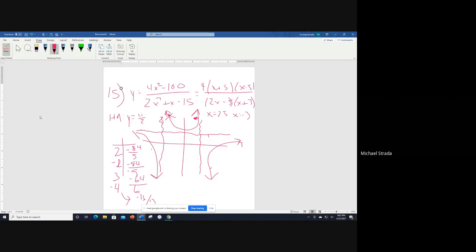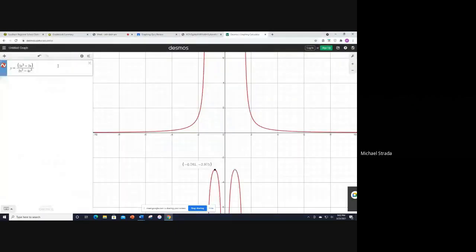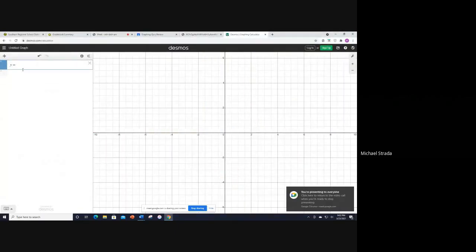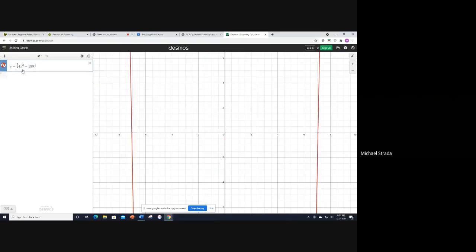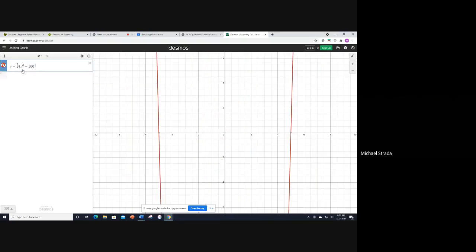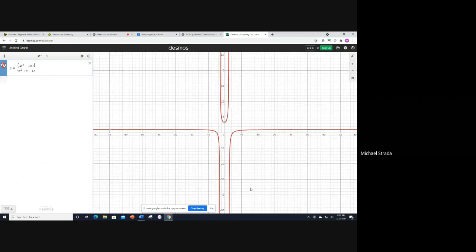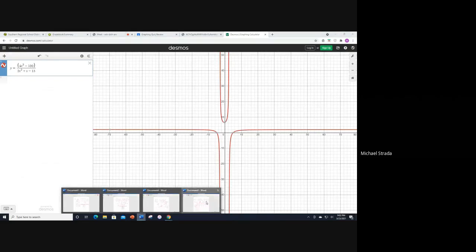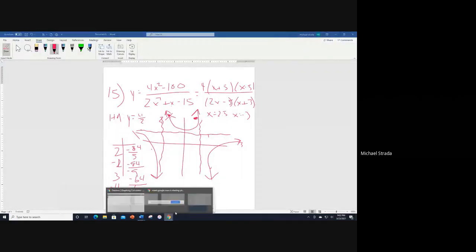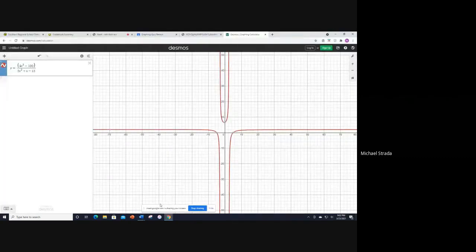Let's see how I did over in Desmos. So I'm going to graph 4x squared minus 100 divided by 2x squared plus x minus 15. And if I look back at my sketch, it seems to be okay.